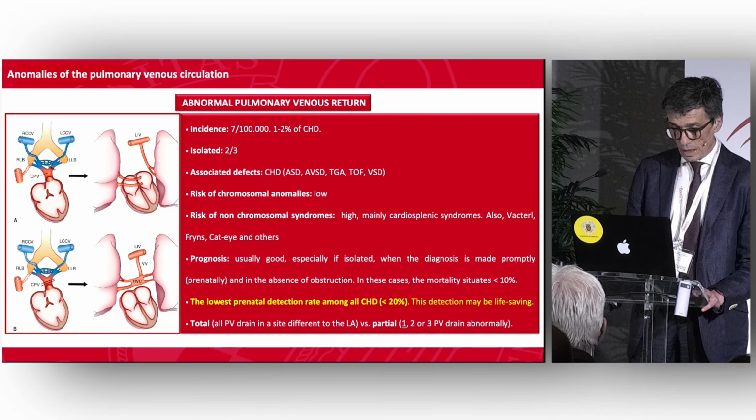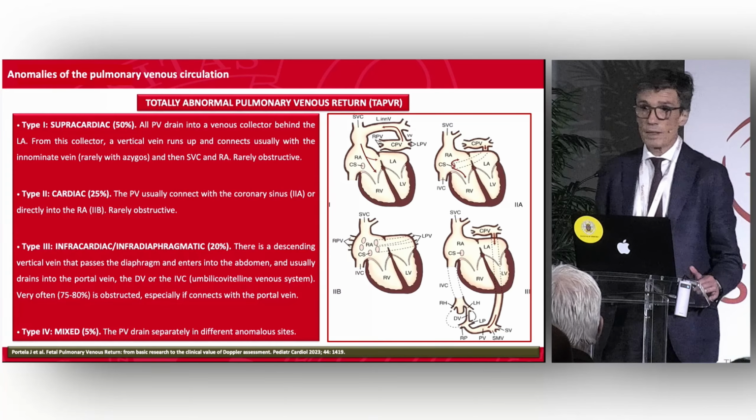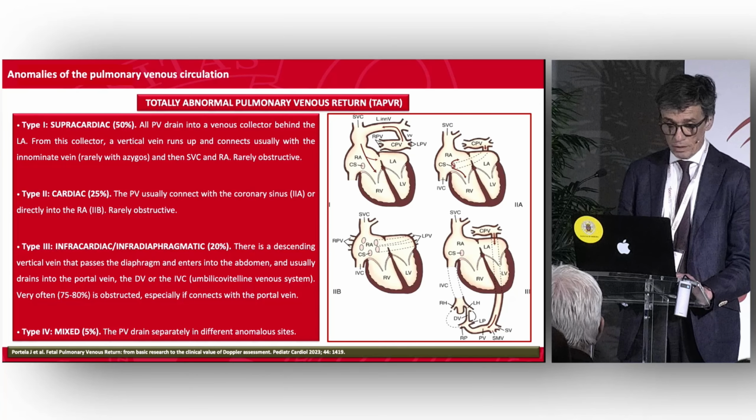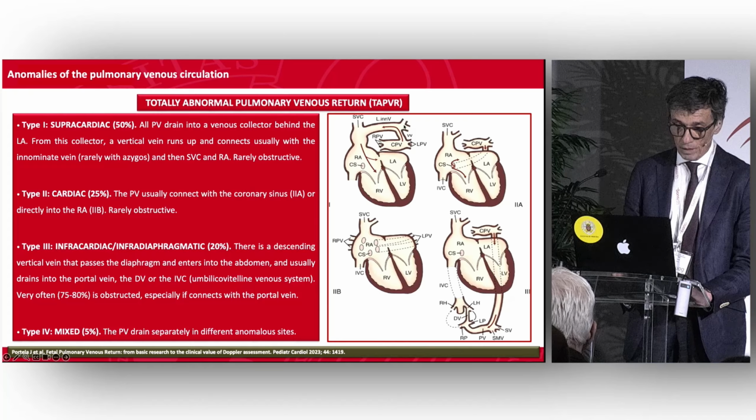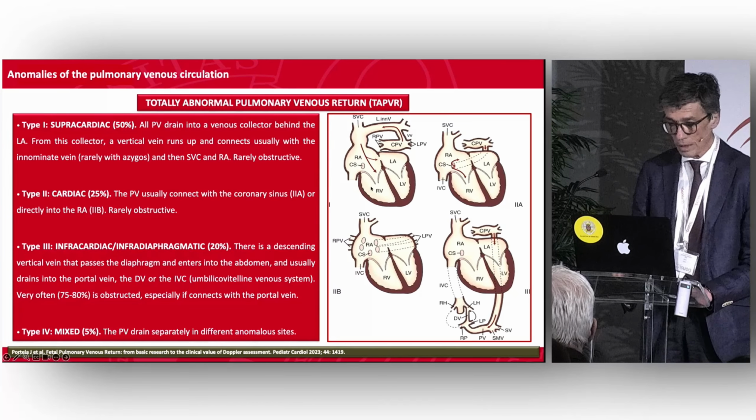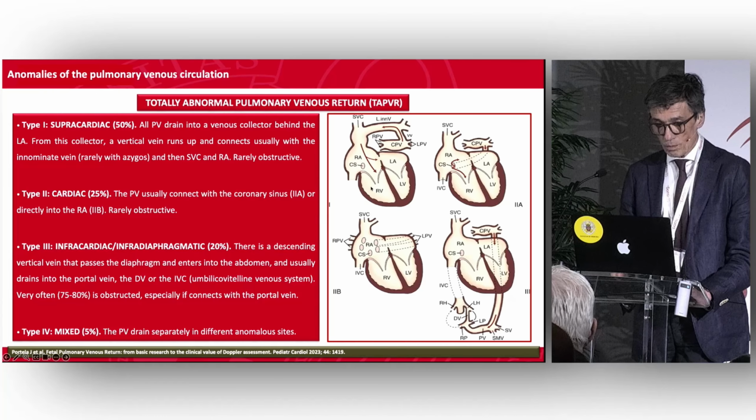Starting with the first type, the totally abnormal pulmonary venous return, there are 4 types: supracardiac, cardiac, infracardiac, and mixed cases. In the supracardiac type, which is the most common type of totally abnormal pulmonary venous return, the pulmonary veins enter a collector that runs up through the vertical vein to connect with the innominate vein and then connect to the superior vena cava and the right atrium. This is by far the most common type. 50% of the cases of totally abnormal pulmonary venous return are of this type, the supracardiac type.